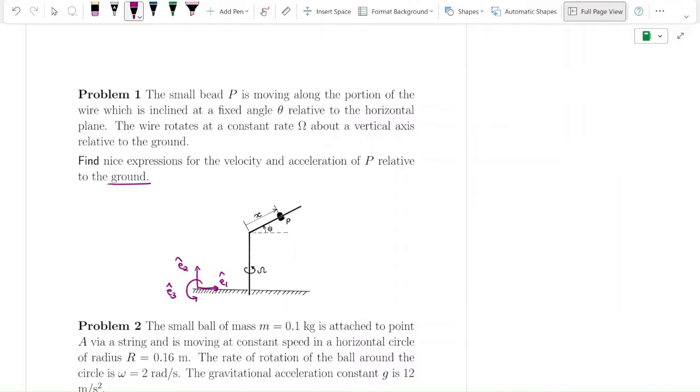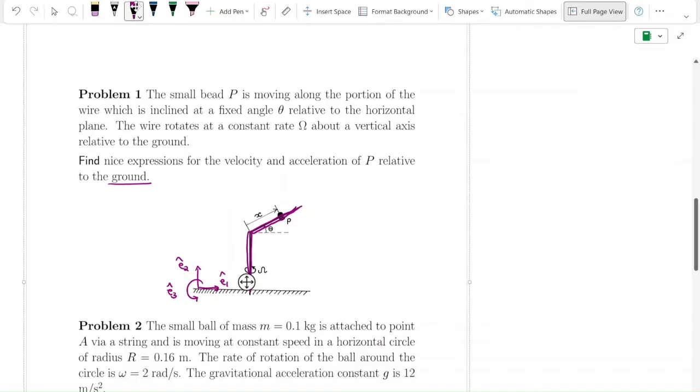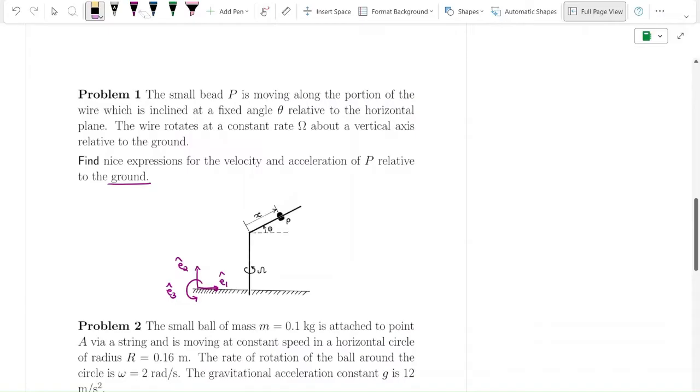Now we want to know how our system is moving. So our system is really just a rigid wire, right, that's rotating around the vertical axis. And it's rigid because we are given that the part of the wire that is inclined, so this part, is inclined at fixed angle theta relative to the horizontal. So it's always fixed at this angle, which means that it essentially behaves as a rigid body. So we know that there is one rotation in the system, which is the rotation of the wire, and thus we need to establish a reference frame fixed in the wire.